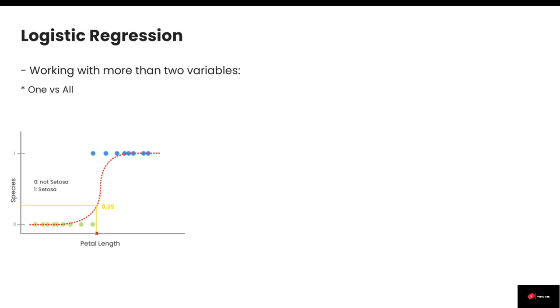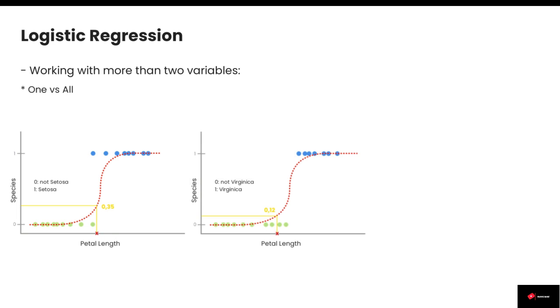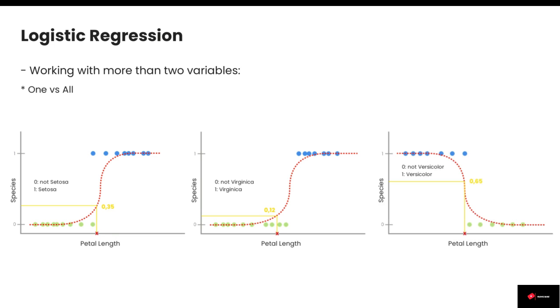Now we are going to do the same thing for the other two species. This time we have virginica versus all. So 0 means it's not virginica and 1 means it is virginica. This time we have a 12% likelihood of being virginica. And we do the same thing for versicolor, which in this case has a probability of 65%. So the higher probability is for versicolor, so in this case the computer would predict that this new observation is a versicolor. So this is how we can work with more than two variables with the logistic regression.